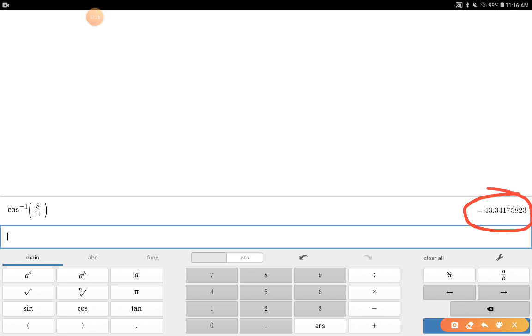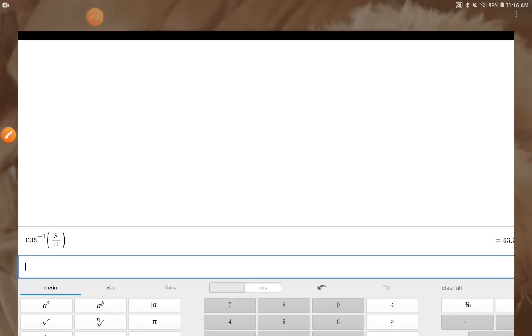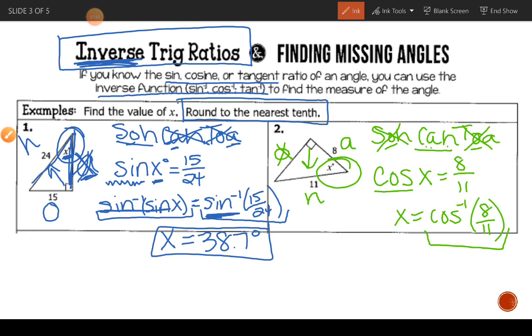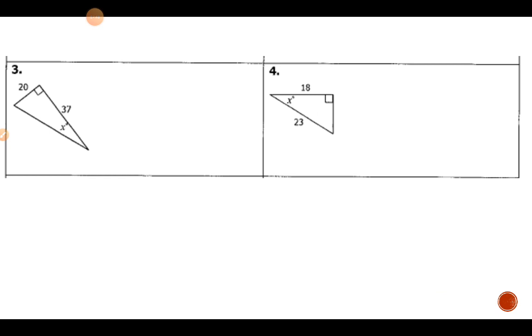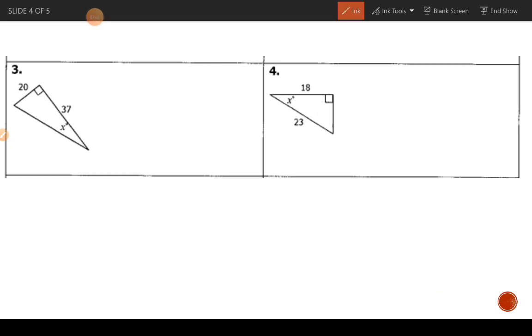So it's going to be 43.34. That 4 is going to tell the 3 to stay. So we go back to our page, and our answer is going to be x is equal to 43.3 degrees. Okay, and that's basically it. All right, I'll do 2 more examples just so we can get the hang of it. I'll go through these a little bit quicker, and then that's how you find missing angles.